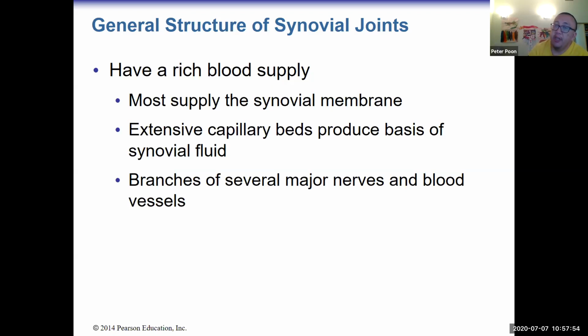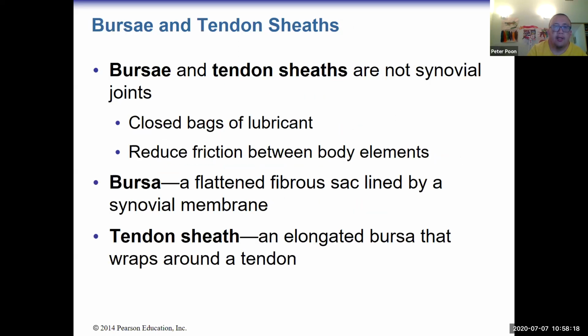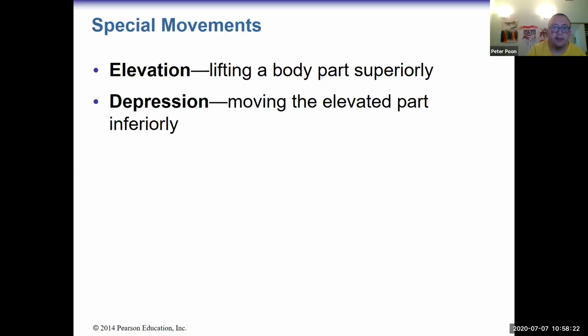Joints tend to have a rich blood supply because they constantly need blood to make synovial fluid, so there's a large blood supply that goes through the joints. Some joints also have an articular disc. I'm going to show you a joint that does have one, and that's going to be the knee.